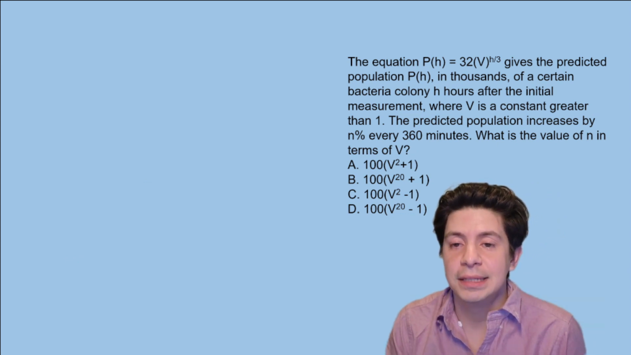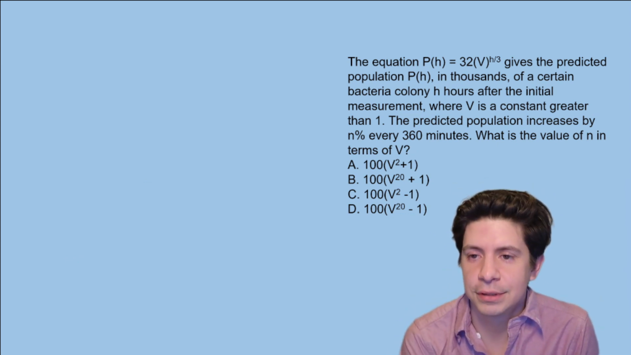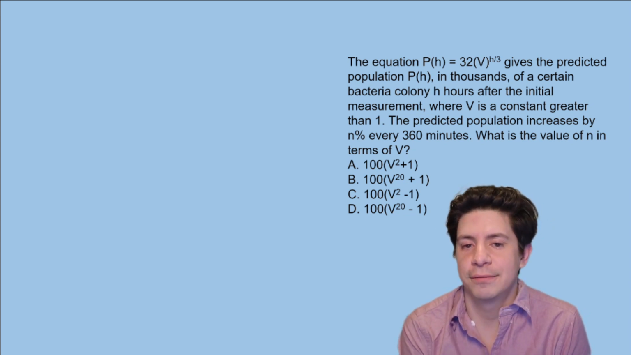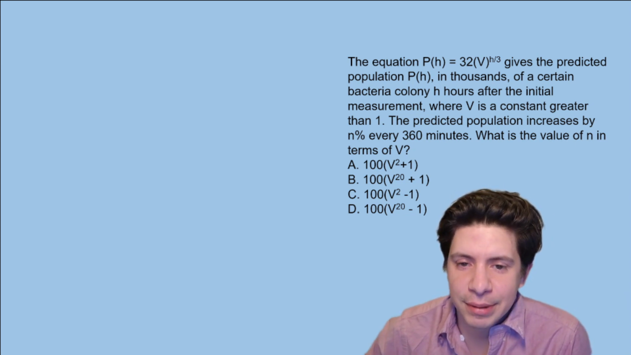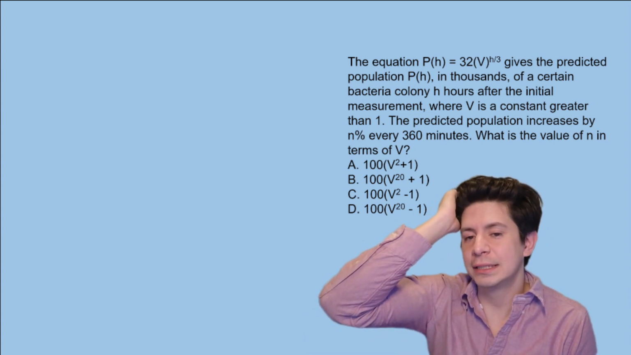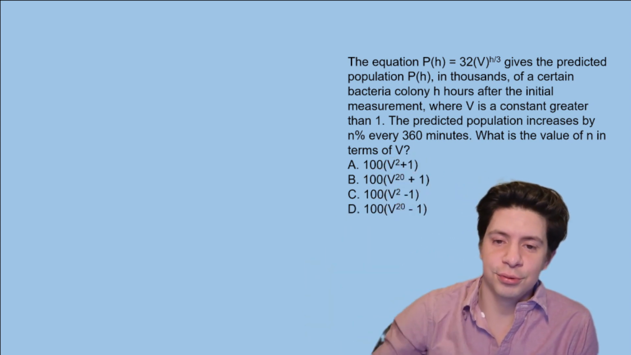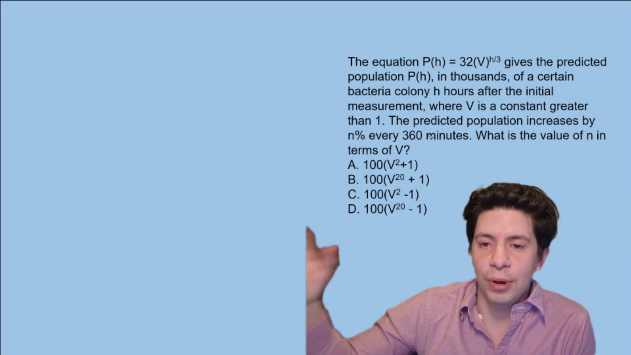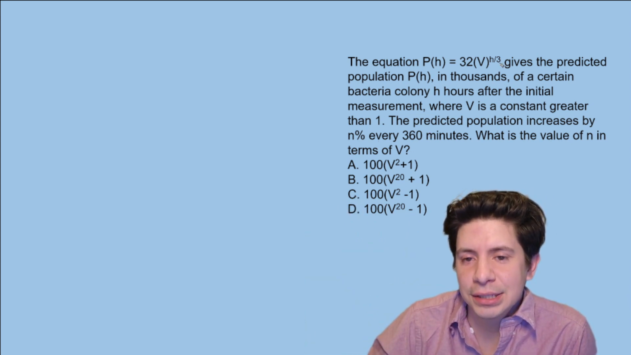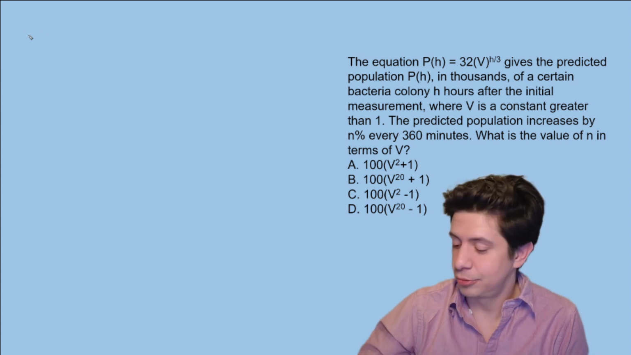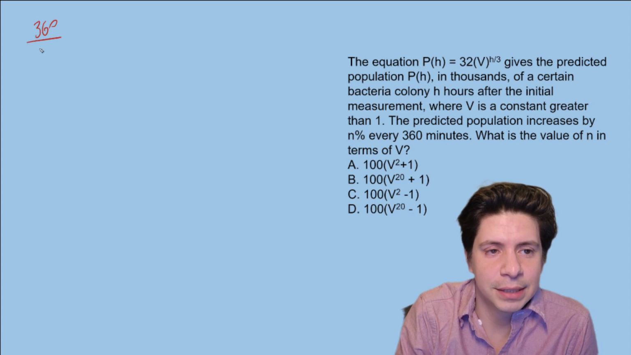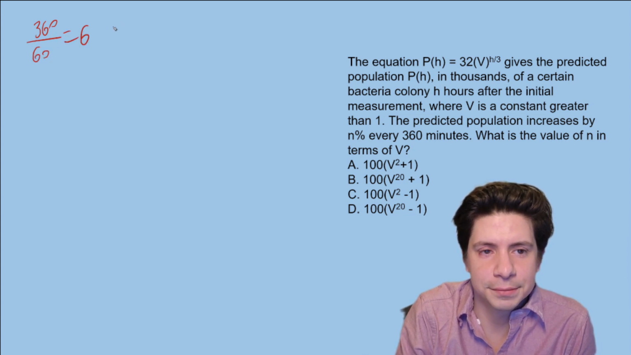The equation P(h) equals 32 V to the h over 3 gives us the predicted population P(h), in thousands, of a certain bacteria colony h hours after the initial measurement, where V is a constant greater than 1. The predicted population increases by n% every 360 minutes. What is the value of n in terms of V? Right, so this one has answer choices I've created for you. It is again comparing things with exponential equations, right? So h is in hours, but we're given 360 minutes. So what I would do first, before even knowing if I'm right, is do 360 divided by 60 to find hours, which equals 6 hours.